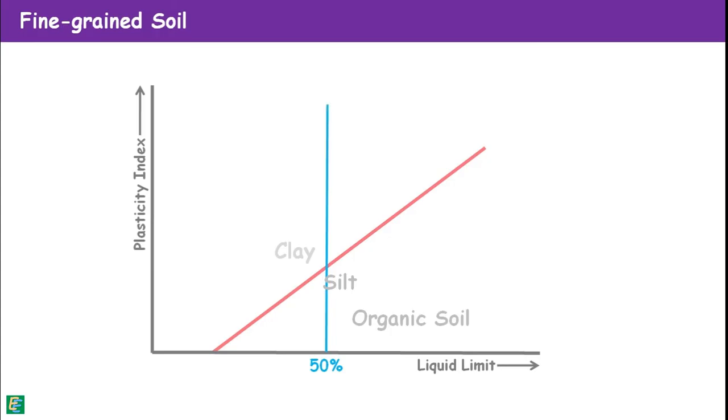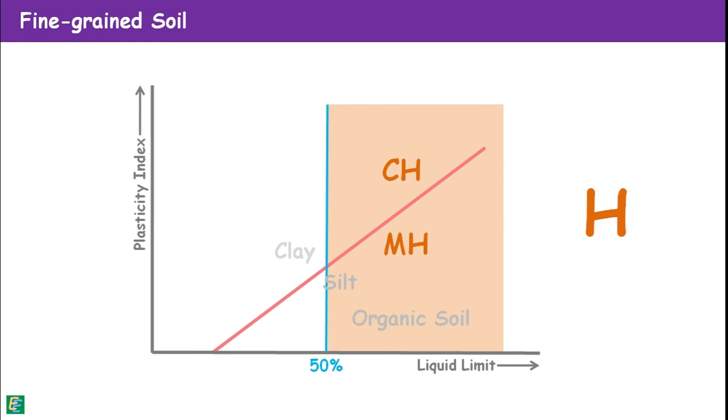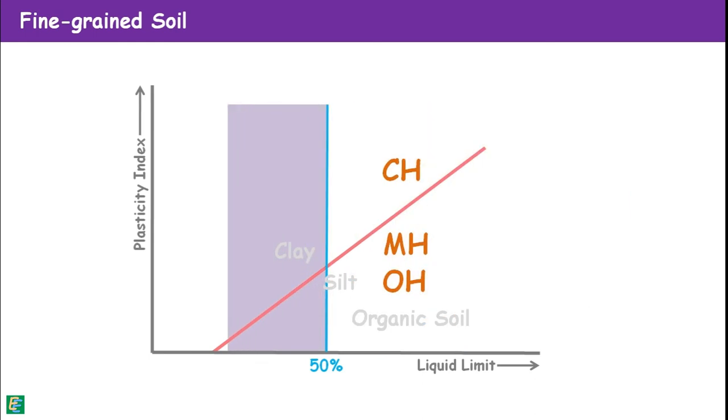According to this system, fine-grained soils lying to the right of this line have high liquid limit and are represented by symbol H. If the soil in this part is clay, then symbol used will be CH. If it is silt, then MH, and for organic soil, it is OH. Soils lying to the left of this 50% line have low value of liquid limit, so they are represented by symbol L. Soils in this part are described similarly: CL, ML, and OL.